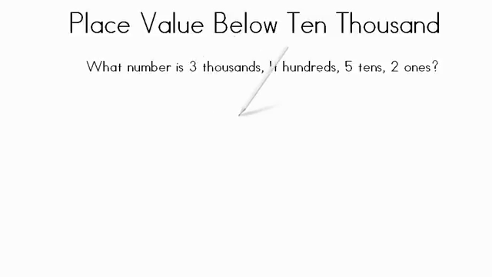Okay. So what number is 3 thousands, 4 hundreds, 5 tens, 2 ones? If you said 3,452, you are correct, because if we combine those all together, we see that we have in the thousands, we have 3, 4 hundreds, so here in our hundreds place, we have 4, 5 tens, that's the same as 50, and 2 ones for a value of 3,452. Nice work.